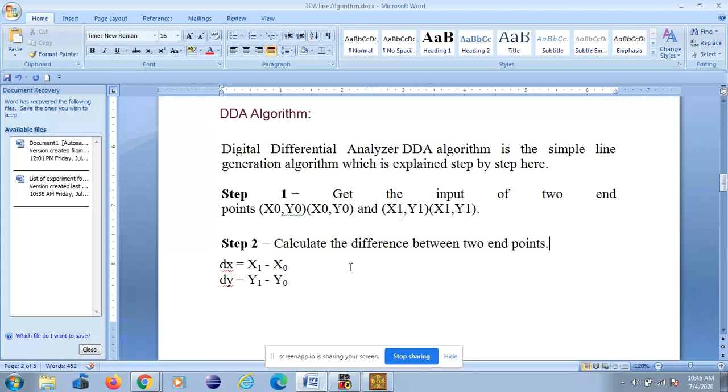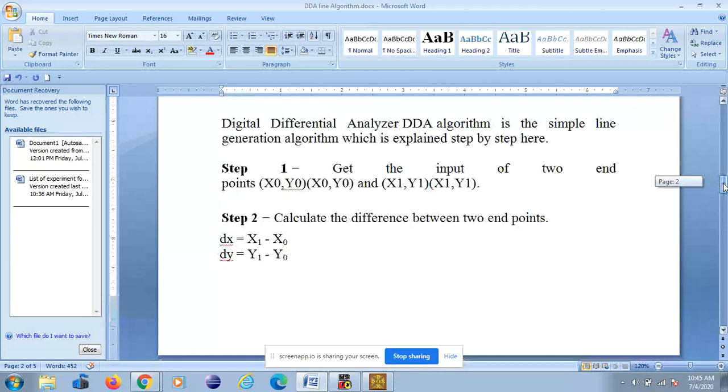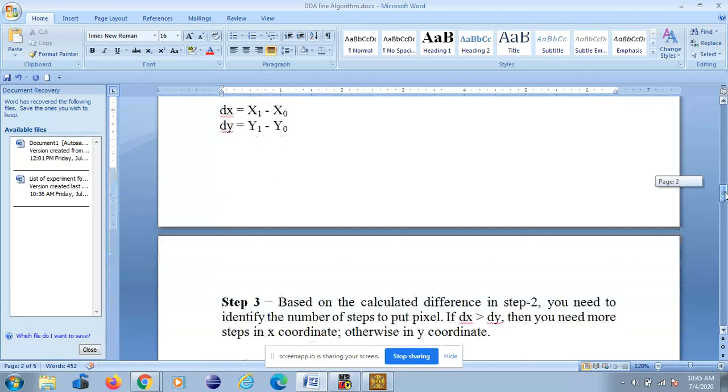Now we calculate the difference between the two endpoints, and after that we calculate dx and dy. In the previous method we calculated del x and del y; here also, instead of del we have taken dx and dy. So here we take the difference of the two endpoints: dx equals x1 minus x0 and dy equals y1 minus y0.